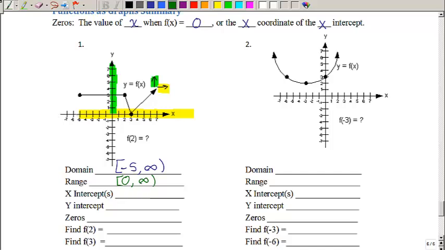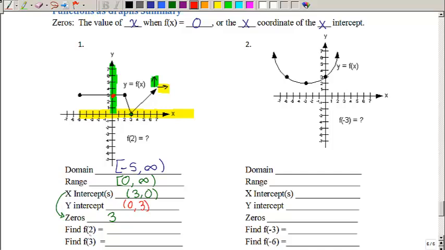The x-intercepts, looks like I have one x-intercept at (3, 0). And if I can find the x-intercept, I can find my zero very simply. If my x-intercept is (3, 0), then the zero is the x-coordinate, or just 3. Another way of looking at it is on the x-axis, where does my graph cross? Right here at 3. So 3 is my zero, and (3, 0) is my x-intercept. My y-intercept is where the graph crosses the y-axis, or (0, 3).